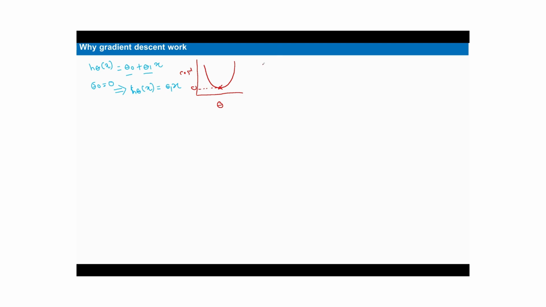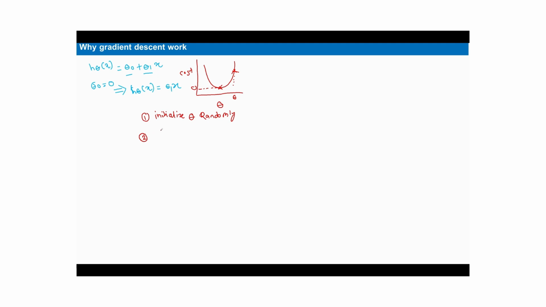So the first step of gradient descent is what? The first step is to initialize theta randomly. Suppose in the first step this theta gets initialized to this value. Then the next step of gradient descent is to repeat until convergence.